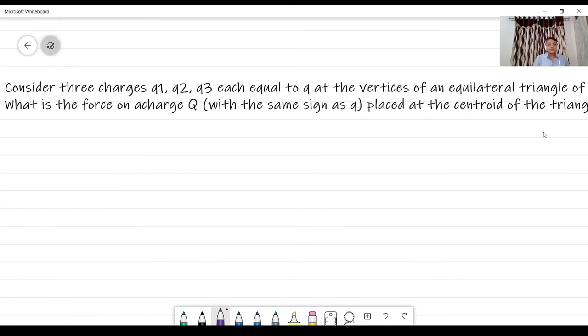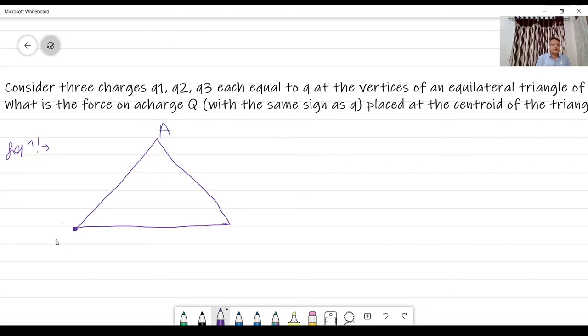So this is similar to the last sum only. Only the thing is, a triangle is considered over here. So I'm using this geometric interpretation only. Solution. So let's suppose there is a triangle like this, and let's suppose this is point A, this is point B, this is point C. And the centroid. So let me recall the definition of centroid.